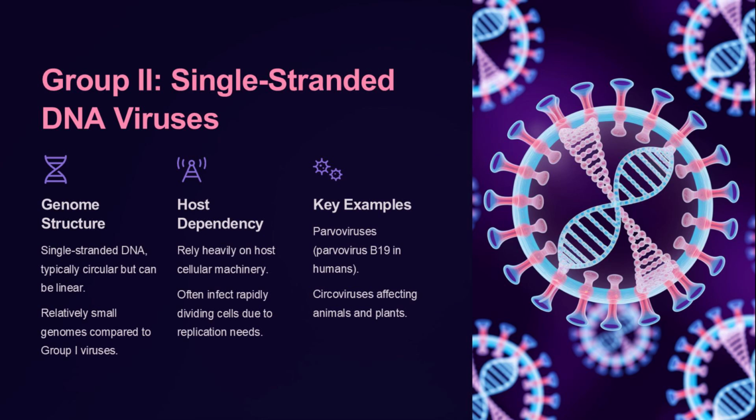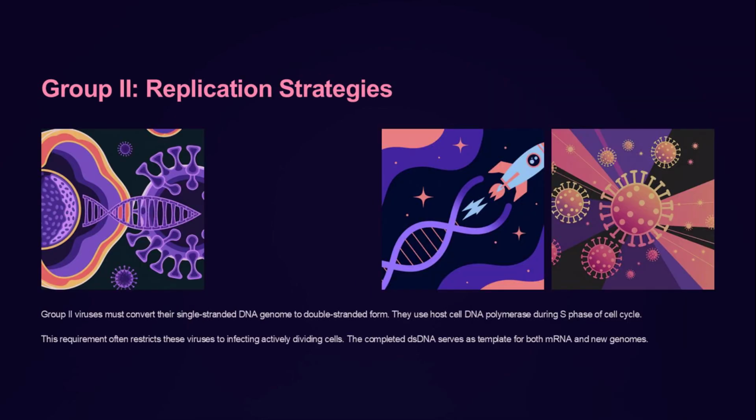Group 2 viruses have a single-stranded DNA genome that needs to be converted to double-stranded form to replicate. They use the host cell's DNA polymerase during the S phase of the cell cycle to carry out this conversion. This requirement often means Group 2 viruses can only infect actively dividing cells. The completed double-stranded DNA then serves as a template for both viral mRNA production and new viral genomes. This replication strategy is illustrated in the images on this slide.